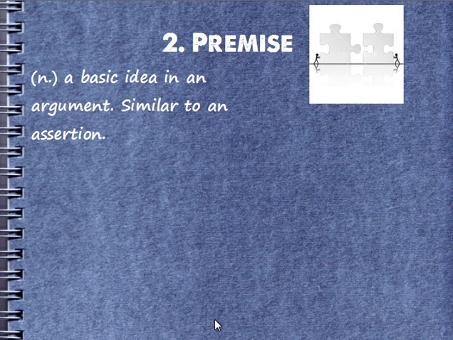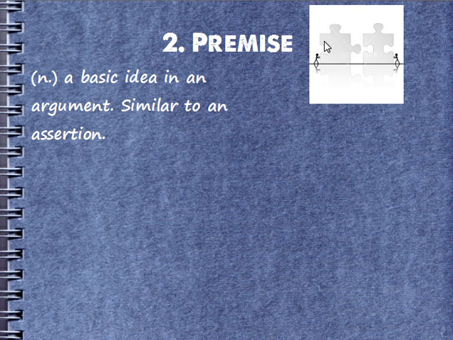Word number 2 is premise. A premise is a basic idea in an argument, and it's similar to an assertion. Some of you have heard the word assertion before. That's kind of a weird definition, so take a look at this.